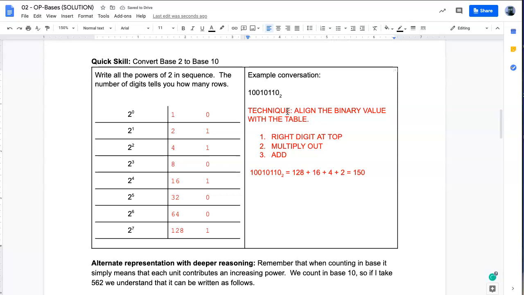So how do we do that? One way to quickly do this is we write down the powers of 2 in sequence. So 1, 2, 4, 8, 16, 32, 64, 128.